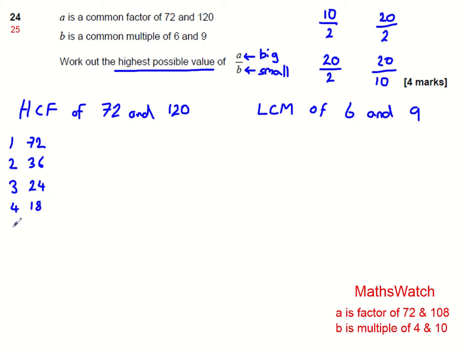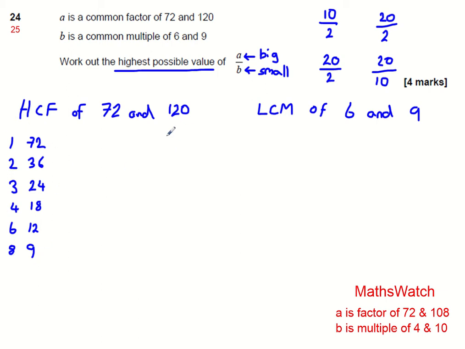5 doesn't go into it, but 6 times 12 is 72. 7 doesn't go in, but 8 times 9 is 72. So we've written down all of the factors of 72.